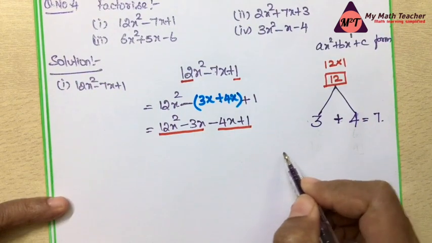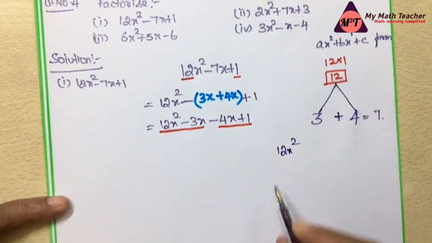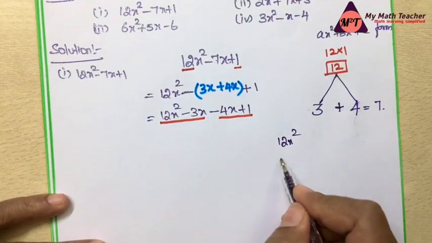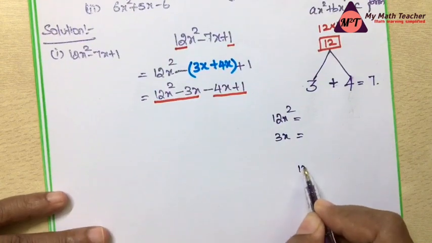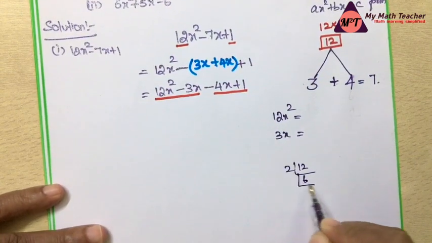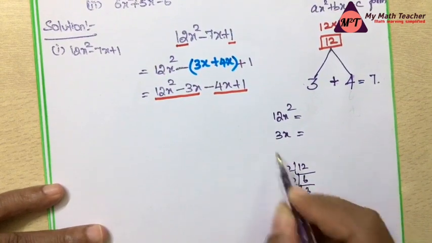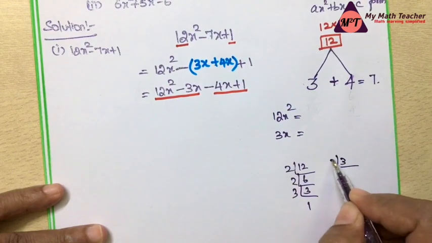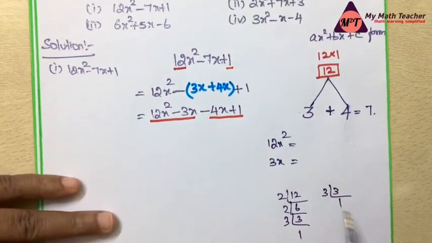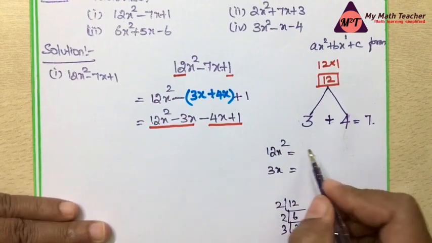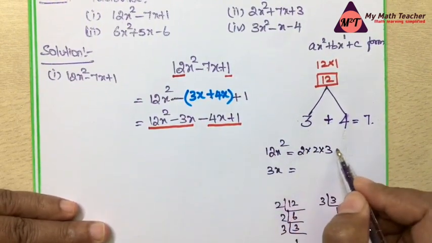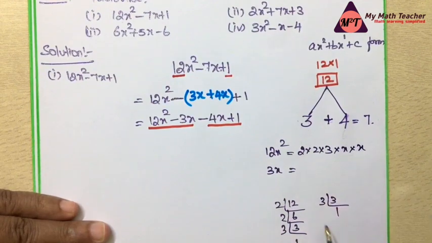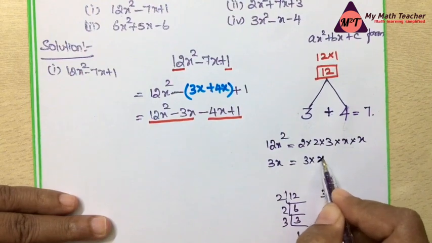12x square. Now the next term is 3x. Let us do the prime factorization for 12. So let's start from 2: 2 sixes, 2 threes, 3 ones. For 3 it is only 3 and 1. So now how can we write 12? 12 can be written as 2 into 2 into 3. x square can be written as x into x. Now 3x can be written as only 3 into x.